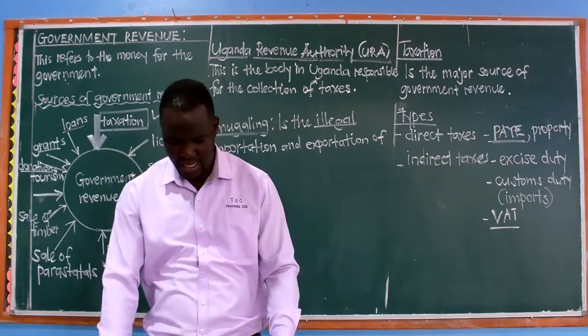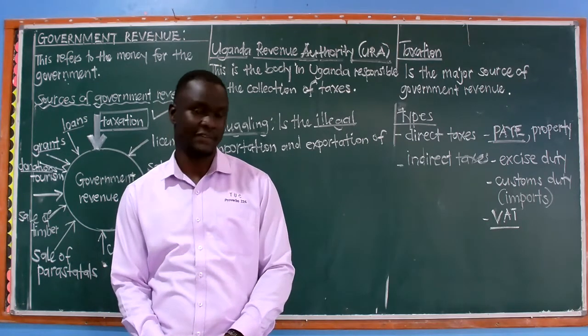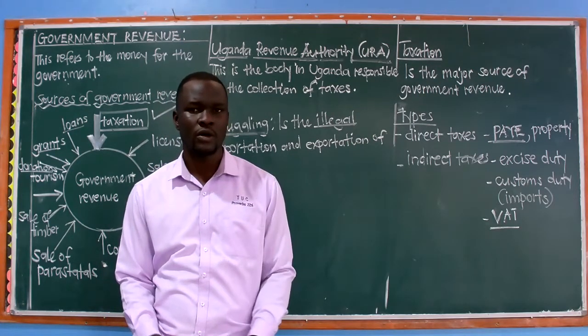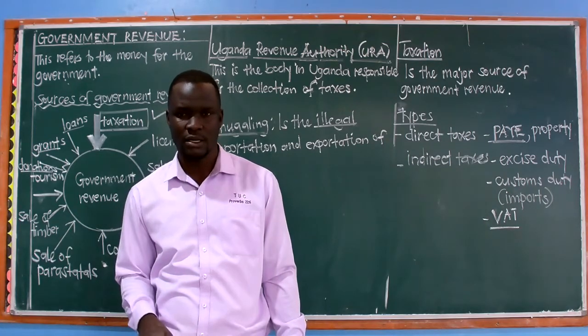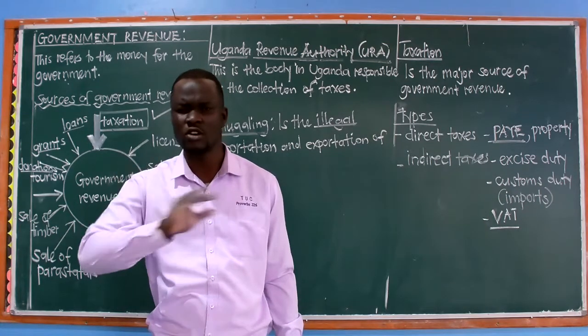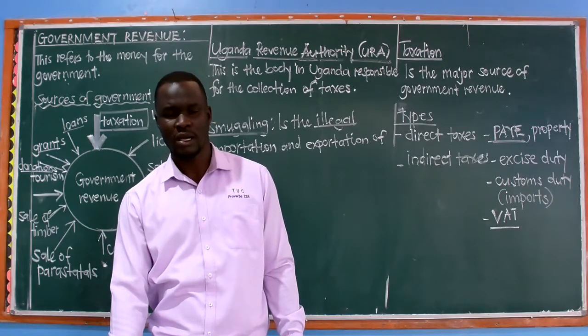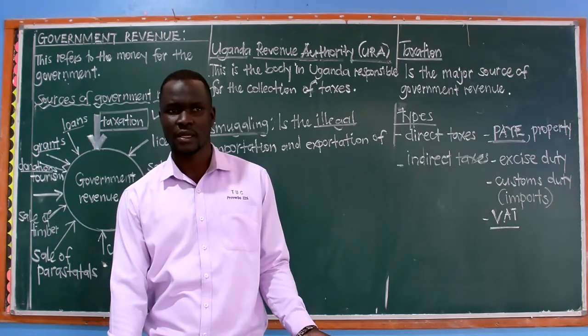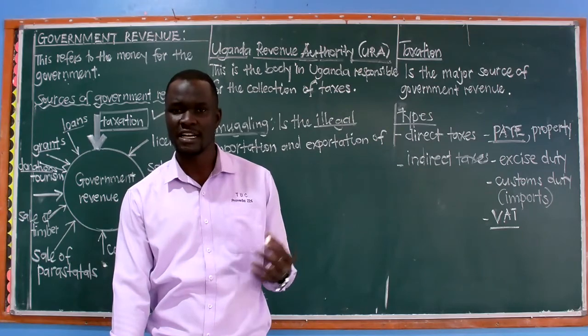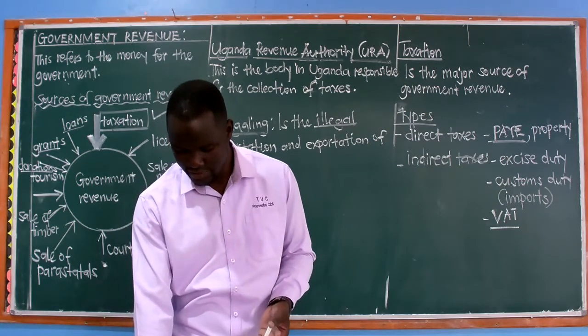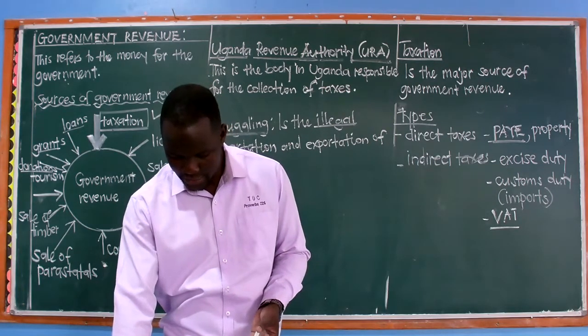And then three, there is what we call tax defaulting and evasion, meaning that some people dodge paying money. Some people are just negative, they don't want to pay. So when people refuse to pay the money, the government, of course, does not get its revenue. So that is what happens.